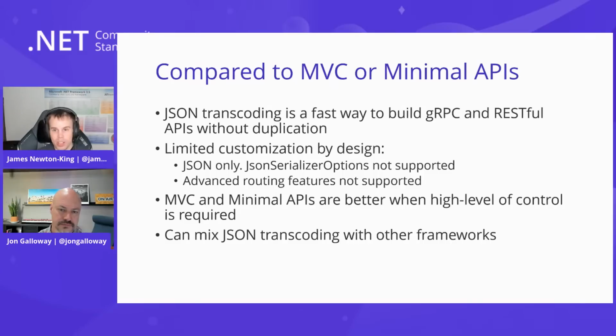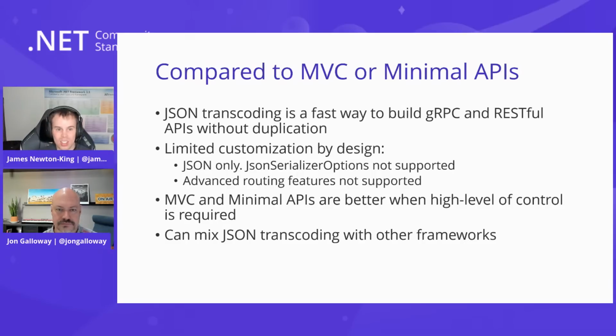Another limitation of it, and there are many limitations in JSON transcoding, and that's by design, is unsurprisingly, it only supports JSON. If you want to have an API that also is doing MessagePack or XML for some weird reason, this isn't the right technology for you. This is about exposing your gRPC services as JSON, not any language you want.